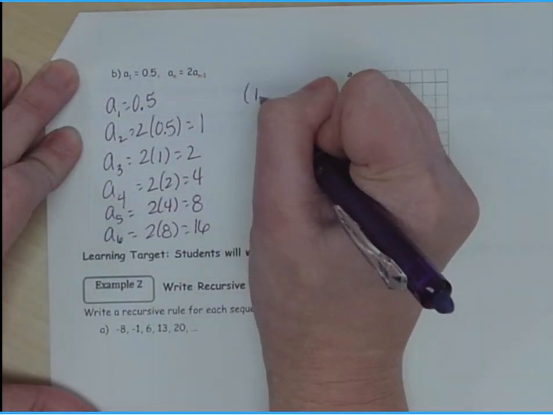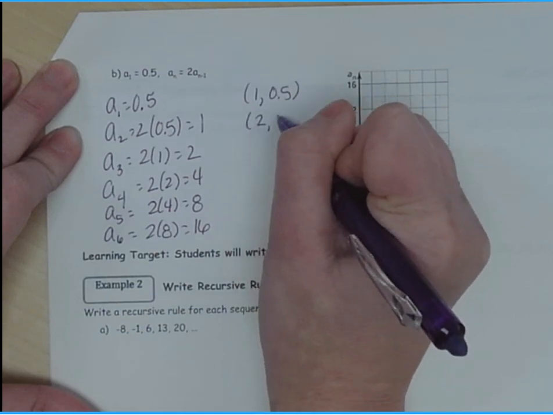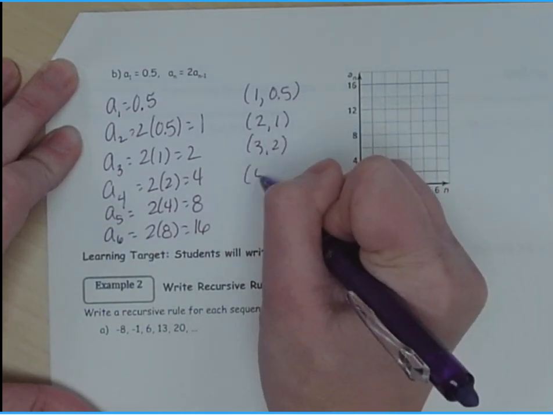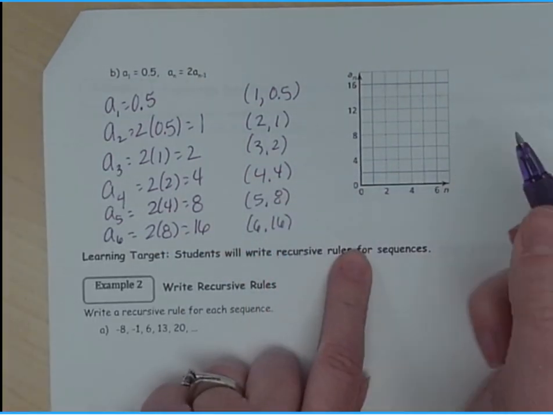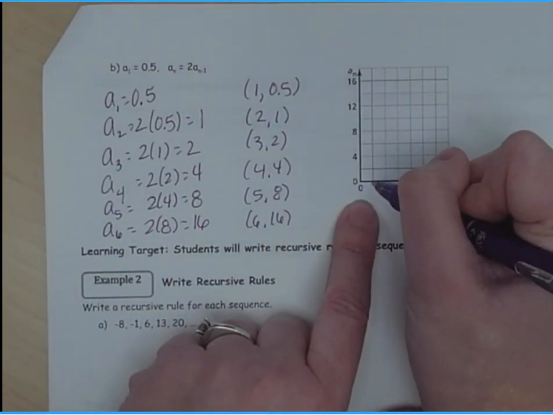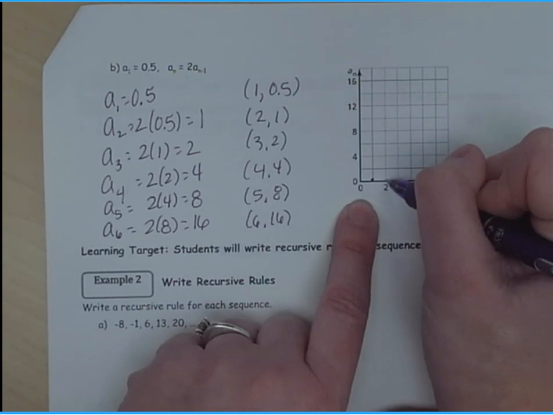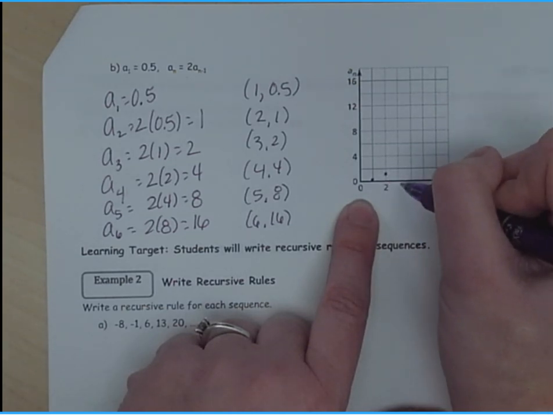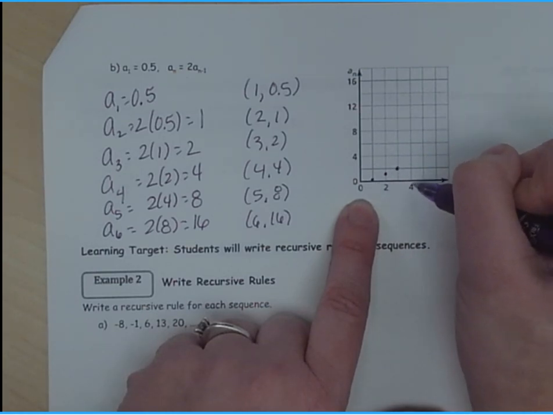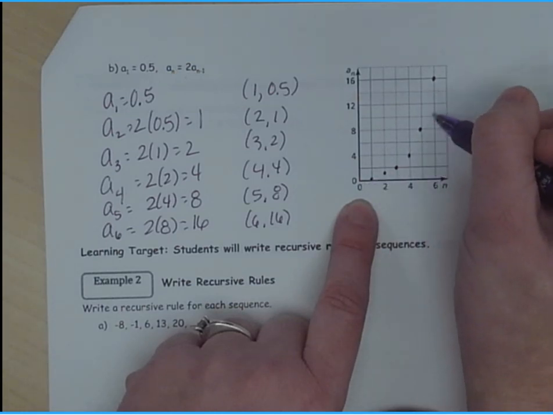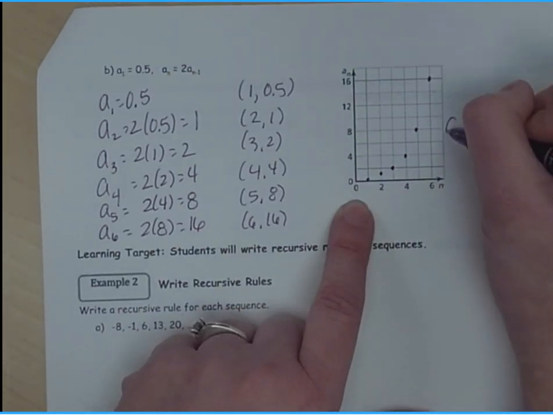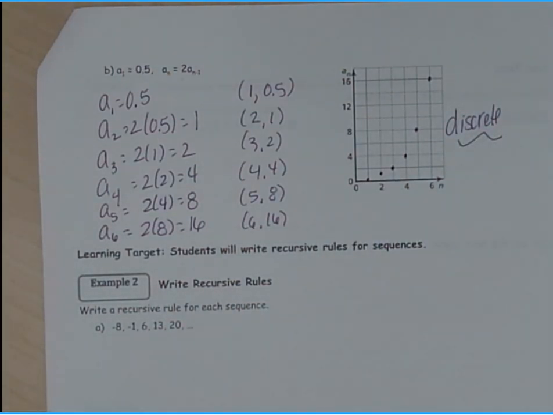So if I were to graph this, 1, 5/10, 2, 1, 3, 2, 4, 4, 5, 8, 6, 16. So let's take a look. So I have 1, 5/10, 2, 1, 3, 2, so as long as I got a straight line again, 4, 4, oh, maybe not, 5, 8, oh, look at what I have there. Exponential function there, but it is still a discrete function as well, because I can't have 1.5 terms.